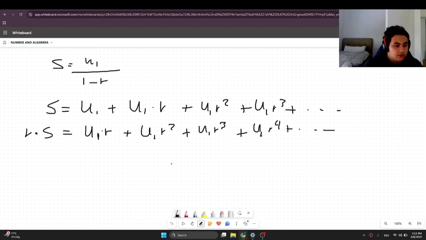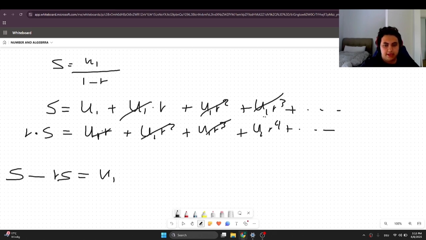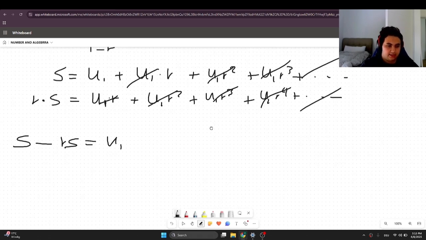Okay? So now when you subtract both of these equations from each other, you'll say S minus rS is equal to just u1, because every other term is going to cancel out with each other, and it's going to go on infinitely. Those are all just going to cancel out.